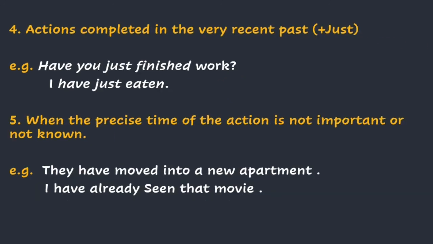We use it to describe actions completed in the very recent past, plus just. For example, have you just finished work? I have just eaten. We also use it when the precise time of the action is not important or not known. For example, they have moved into a new apartment. I have already seen that movie. Here is an indefinite time and the difference between the present perfect and the present simple tense.